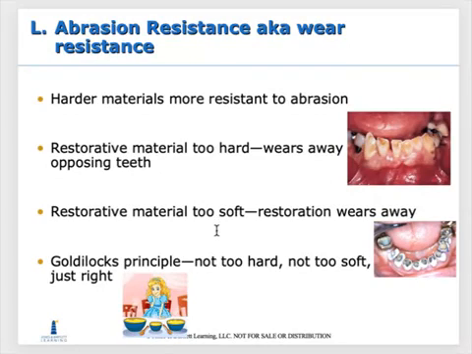If restorative materials are too soft, they will start to wear away. Certain sealant materials can be less resistant to occlusal forces, so over time they can start to wear down. This poor patient has really worn through these crowns here. And then there's the Goldilocks principle. You want something that's just right. It's not going to be too hard and cause trauma to opposing teeth, but you don't want it to be too soft that the material itself wears away.